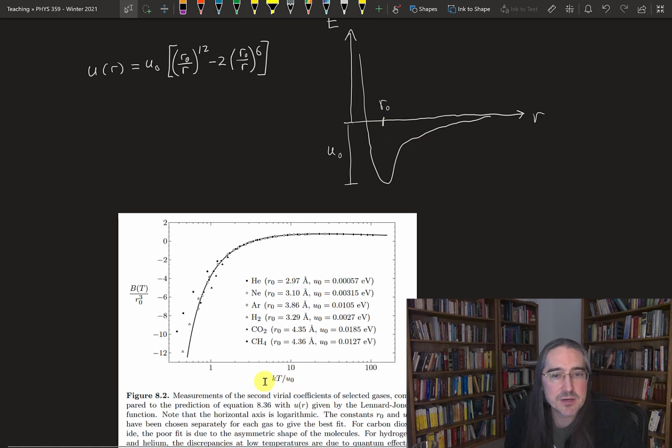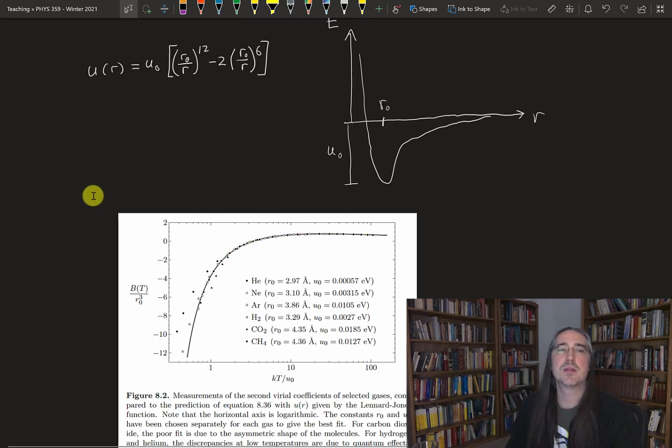But for temperatures that are above U naught, so here's where temperature equals U naught, if I go out to just double that, all of a sudden this data lies exactly on the curve that you would predict from the virial expansion. We're looking at helium, neon, argon, hydrogen, all the way up to methane. So some very different kinds of gases. And again, once you go below a temperature that's 2 times U naught, you start to get some scatter around. This is still qualitatively getting the right behavior, but there's some scatter. But once you get up to twice U naught, this data really follows that curve precisely.